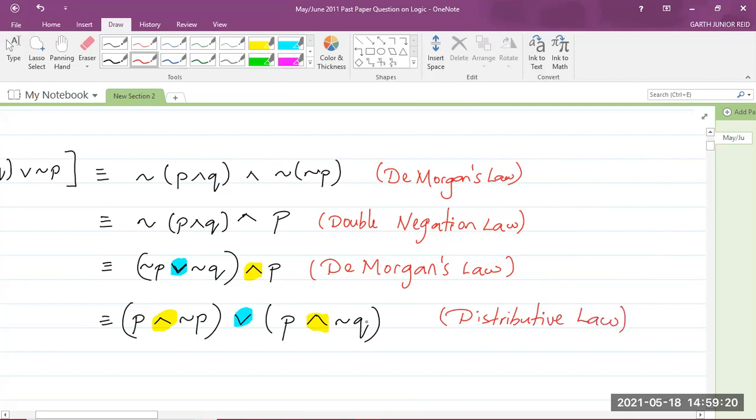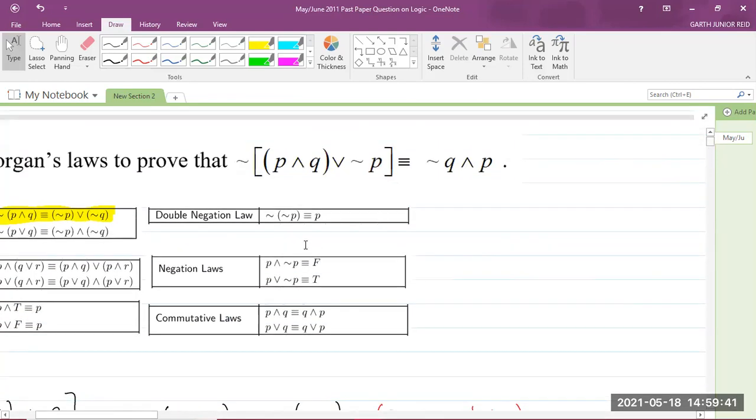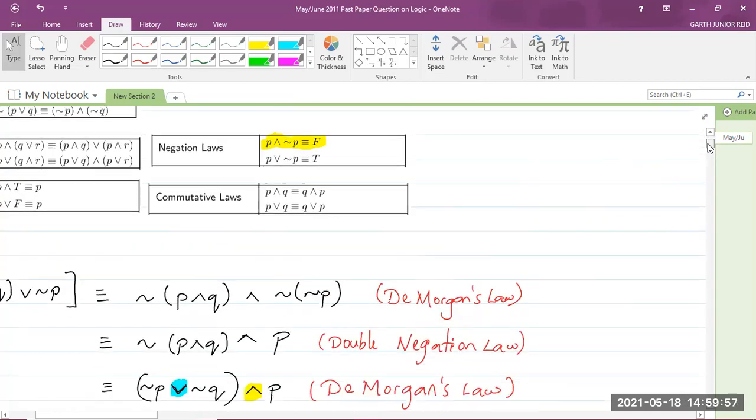Distributive law. Okay, good. So this is now logically equivalent to, okay, now we're going to be using the negation law because here you recognize I have P and not P. So let us look at the negation law. It says that P and not P is logically equivalent to F, right? F just means false. So that is always going to be a false statement. That is what it is saying.